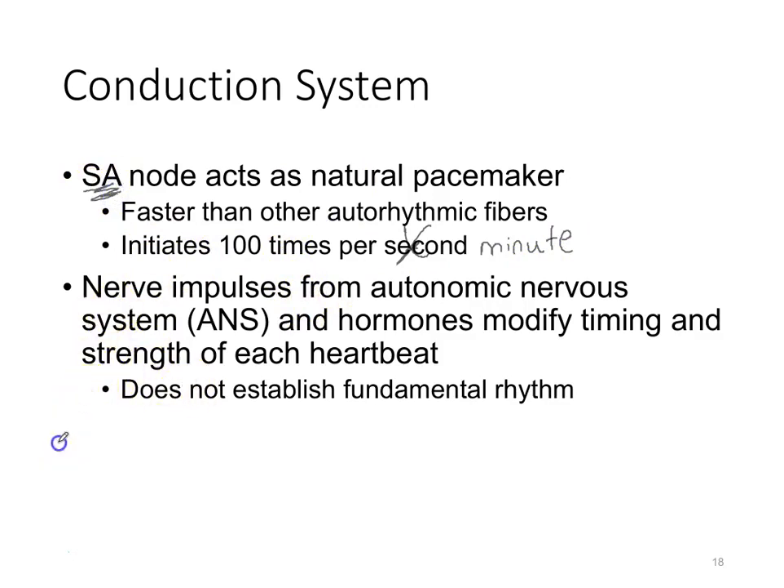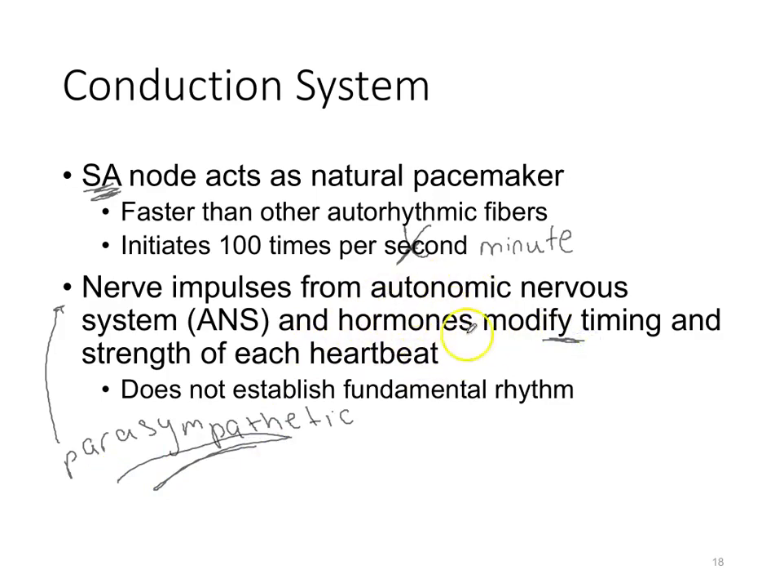You have nerves from the parasympathetic nervous system that will modify this. So your normal resting heart rate is probably closer to about 70 beats a minute. Some athletes, it could be even lower than that. So again, nerve impulses from the parasympathetic nervous system actually modify that timing, and we'll talk about how different hormones can also modify the timing, as well as the strength of each heartbeat. So the nervous system helps moderate your heart rate, however, it does not establish the fundamental rhythm. That's the job of the SA node.